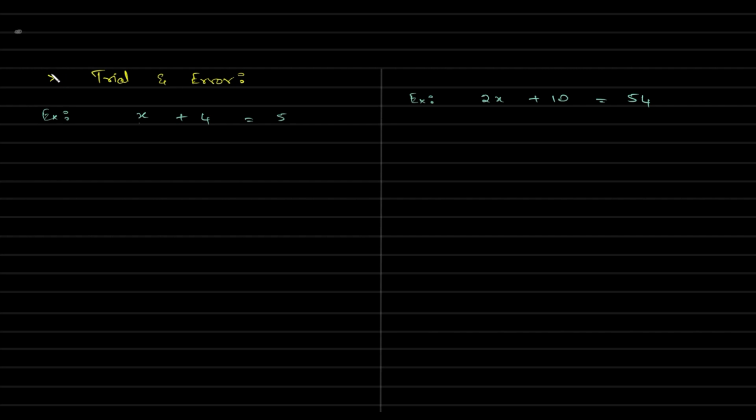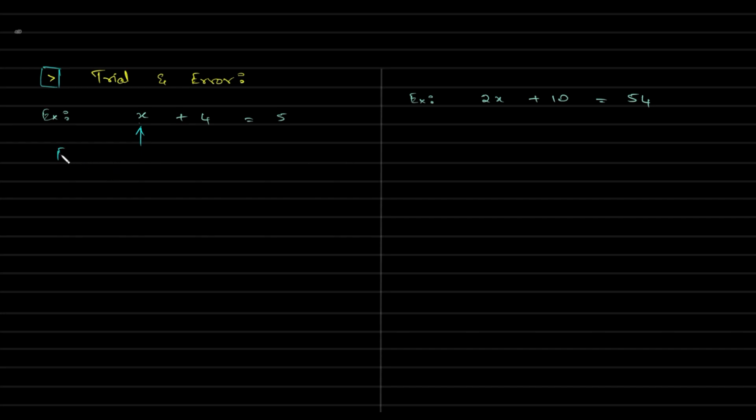Let's start off with the first method, trial and error. So we have x plus 4 is equal to 5. What number should I put in place of x so that the LHS is equal to RHS? Okay, you start guessing and going across. That's your trial and error.